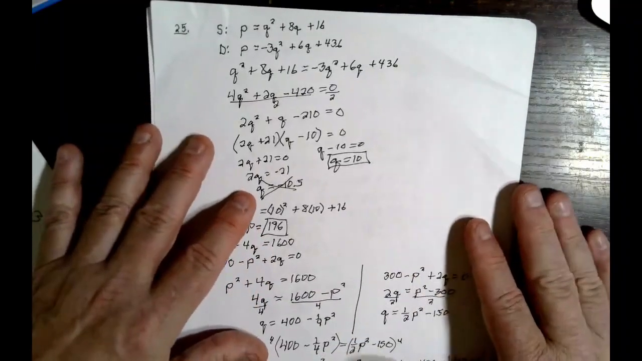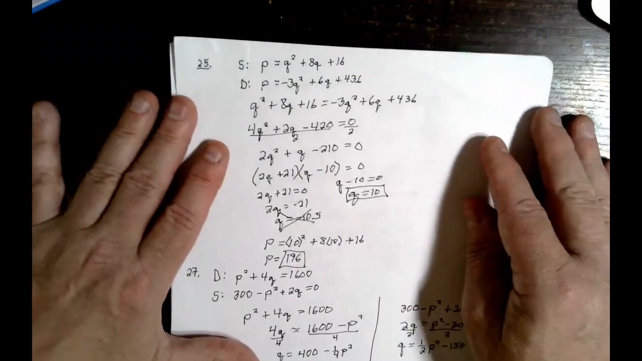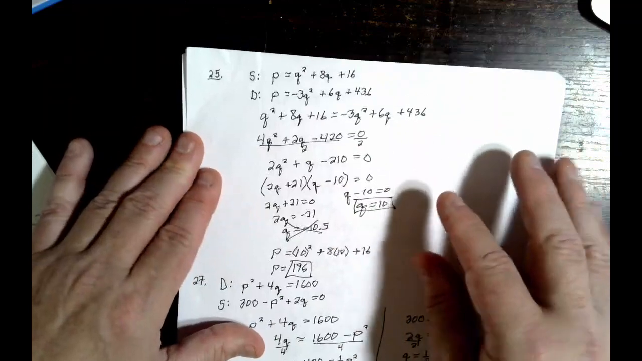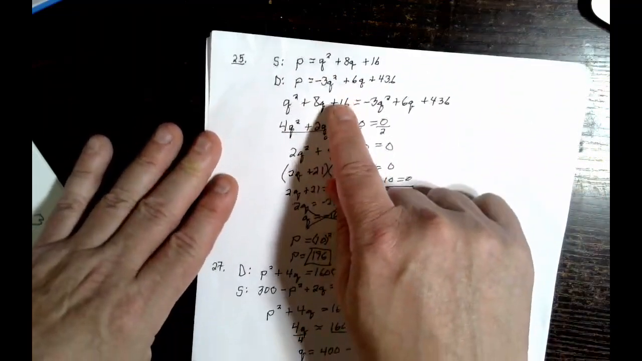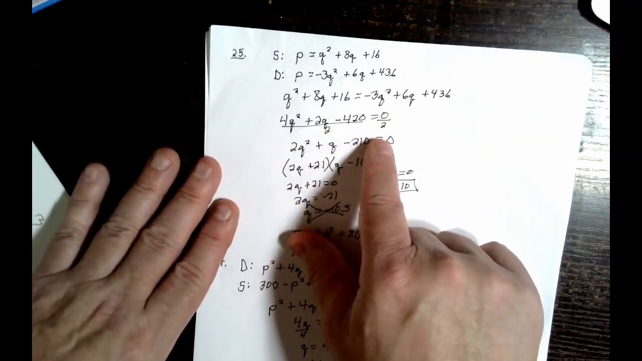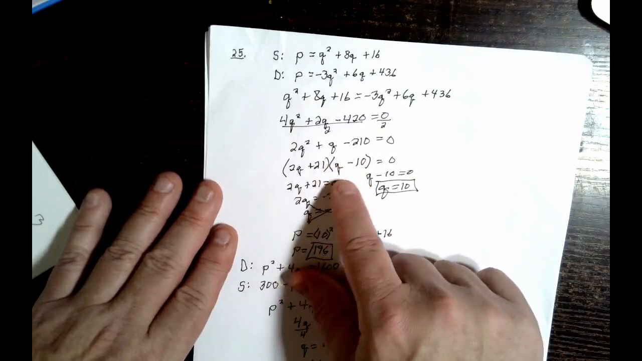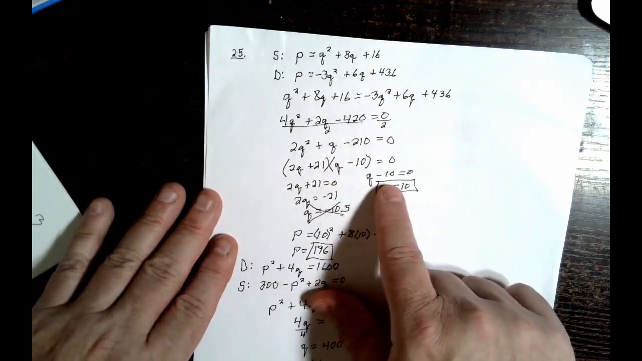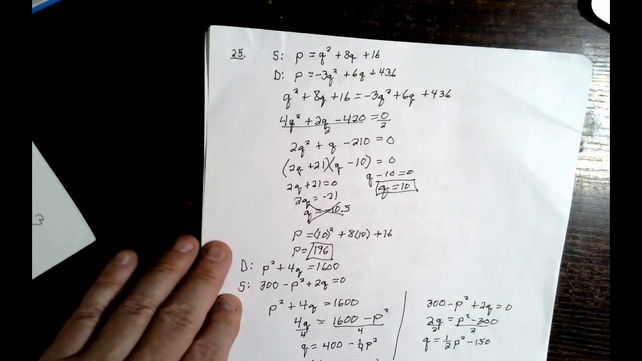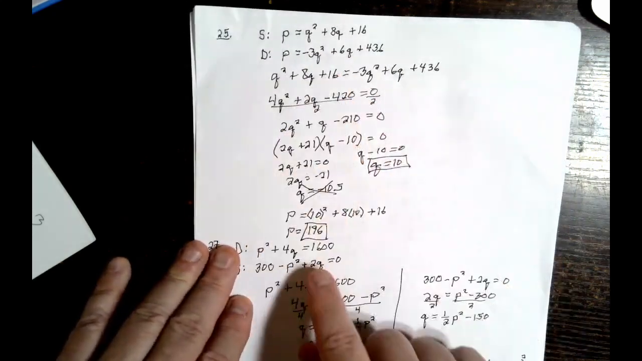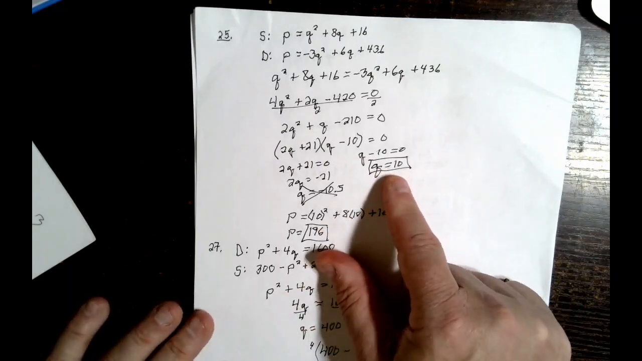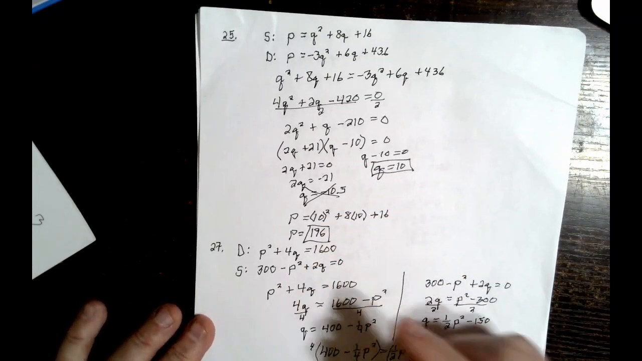25. Alright, they ask you to find the market equilibrium quantity and equilibrium price. So these are supply and demand. They're both set equal to P, so you can set them equal to each other. You throw everything to one side. I divided by 2 to make these numbers smaller. Makes it easier to factor. Each one set to 0 gives you negative 10.5 or positive 10. I throw out the negative. Plug this back into either equation and you get 196. So 10 is the equilibrium quantity, and 186 is the equilibrium price.